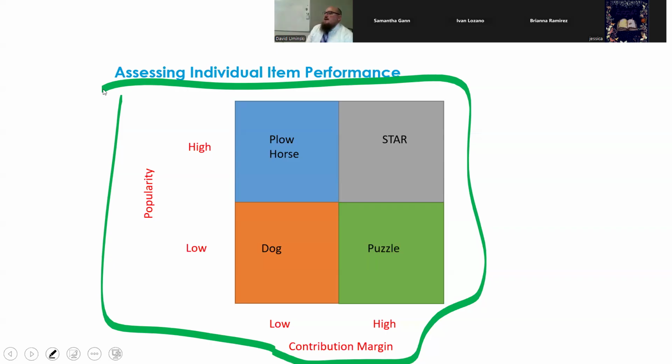This is a diagram that allows you to take two different criteria. In this case, it's popularity and contribution margin, and combine them to get four different categories.